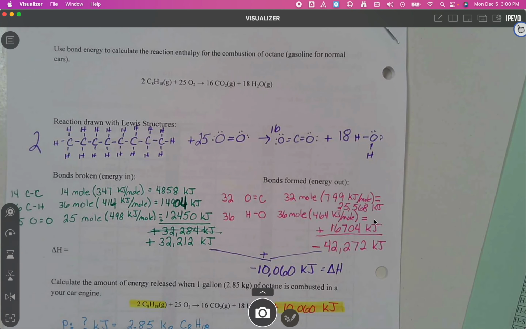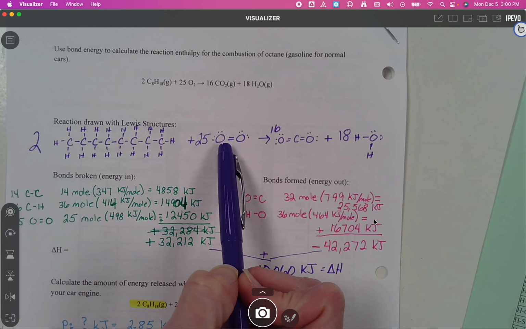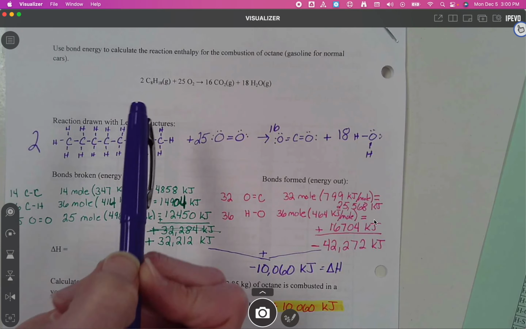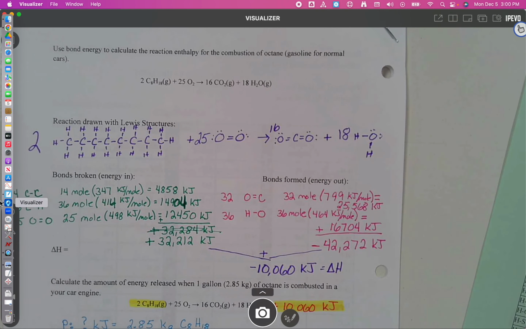Don't try to skip the step of redrawing it with Lewis structures, because that will cause you to accidentally either pick the wrong number of bonds or pick the wrong kind of bond. So you might overlook the fact that this is a double bond and you might calculate just an oxygen-oxygen bond if you don't redraw the Lewis structures. Or people very often look at this and go, well, there's 8 carbons, so I got to break 8 carbon-to-carbon bonds. But you don't really. If you have 8 carbons connected together, you only have to chop 7 bonds to get the carbons chopped apart from one another. So drawing these pictures will help avoid making silly mistakes.